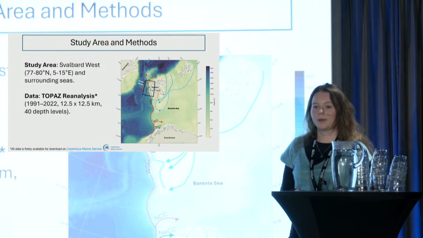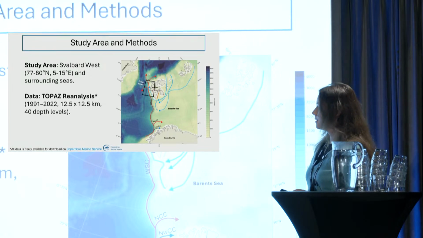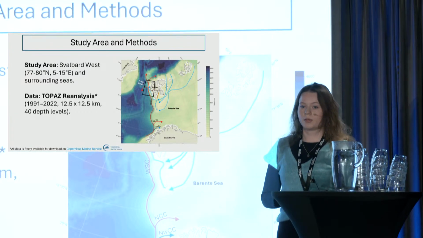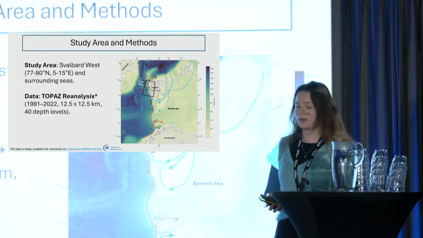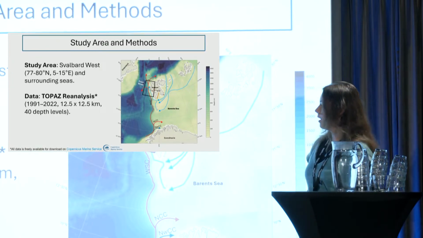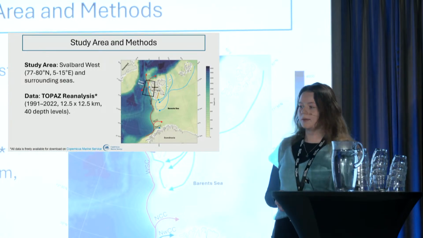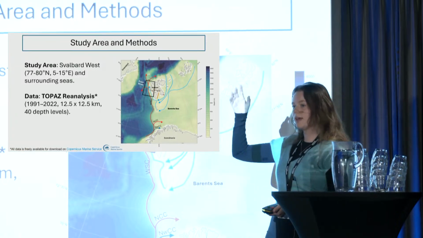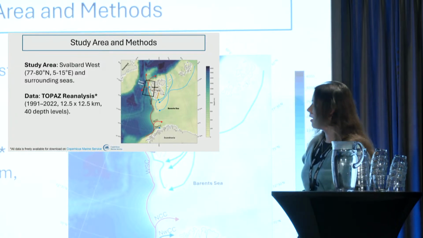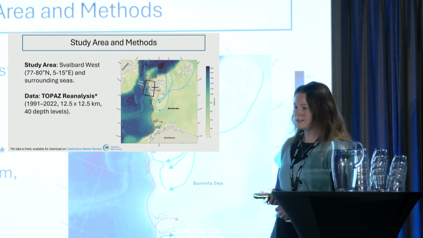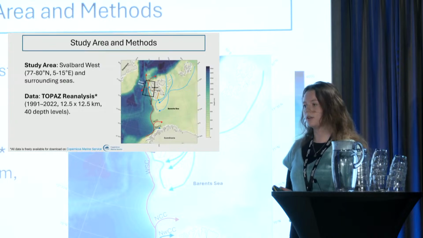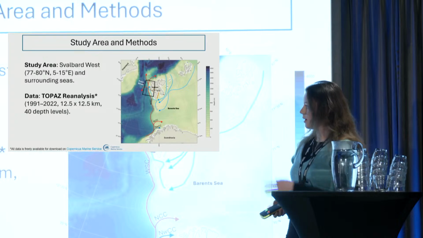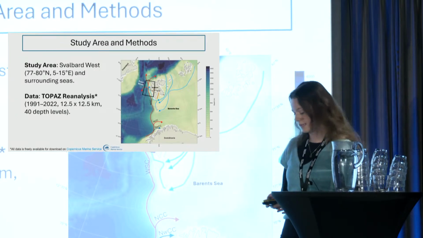So to look at marine heat waves in this region, we use a reanalysis data set called TOPAZ. TOPAZ has a resolution of 12.5 by 12.5 kilometers, and we focus on the period 1991 to 2022. The good thing about TOPAZ when it comes to marine heat waves is it has 40 depth levels, so we can look at marine heat waves at the surface, but also see how deep they're going through the water column. Because it's a reanalysis data set, it has observations fed into it, and these include sea surface temperature, sea surface salinity, sea ice thickness, and also in situ depth profiles of temperature and salinity.